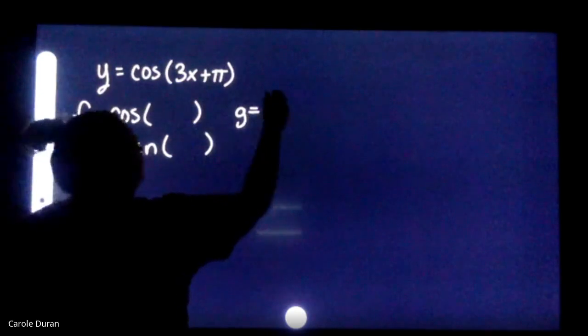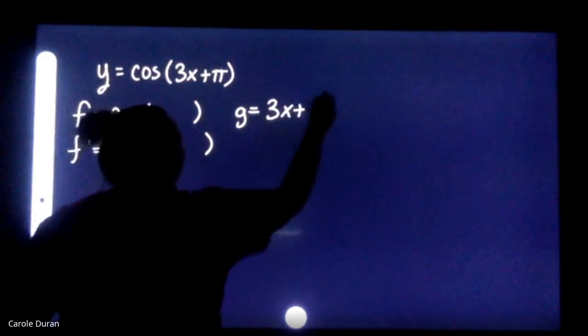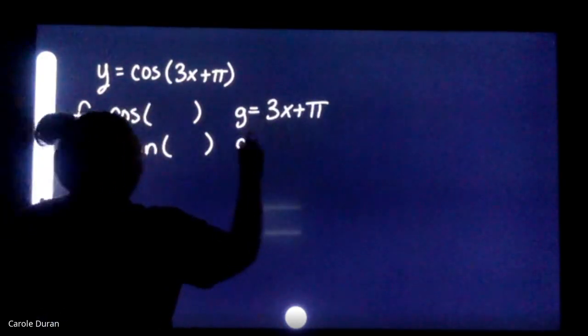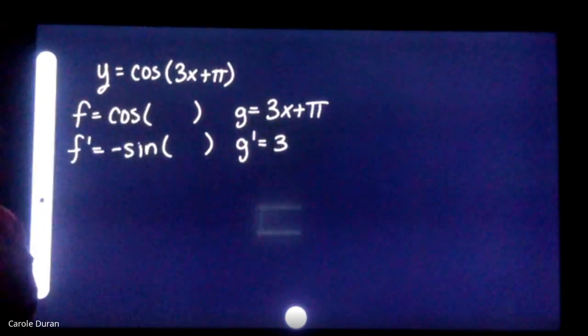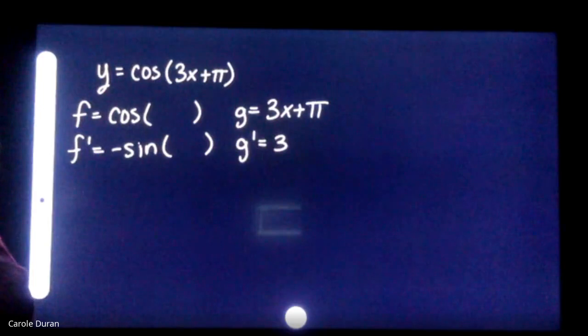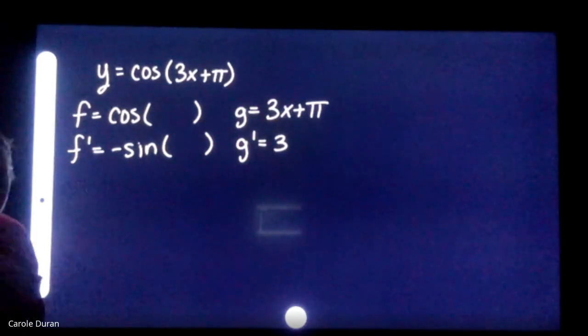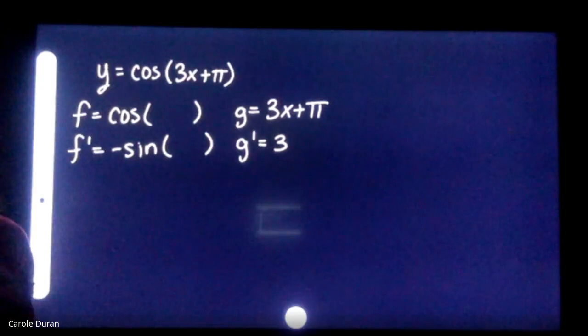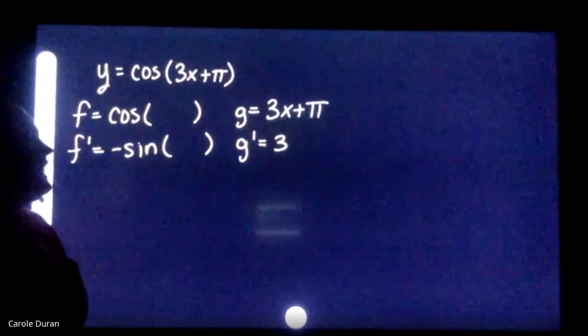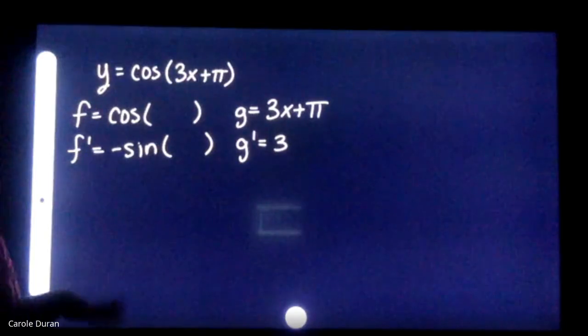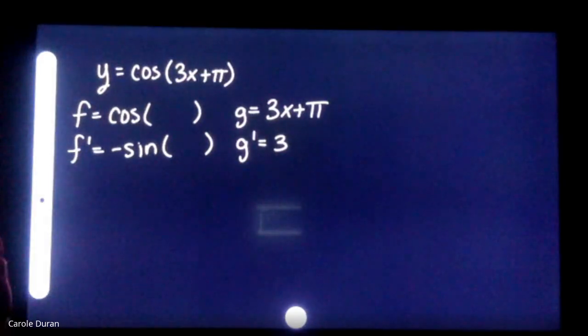Okay, hold up. First, you recognize that the inside is 3x plus pi, right? Yeah. And you know that the 3x goes to 3. What is pi? Is it a variable or is it a number? A number? It's a number, right? And the derivative of any number is just 0. So the derivative of 3x plus pi is just going to be 3.